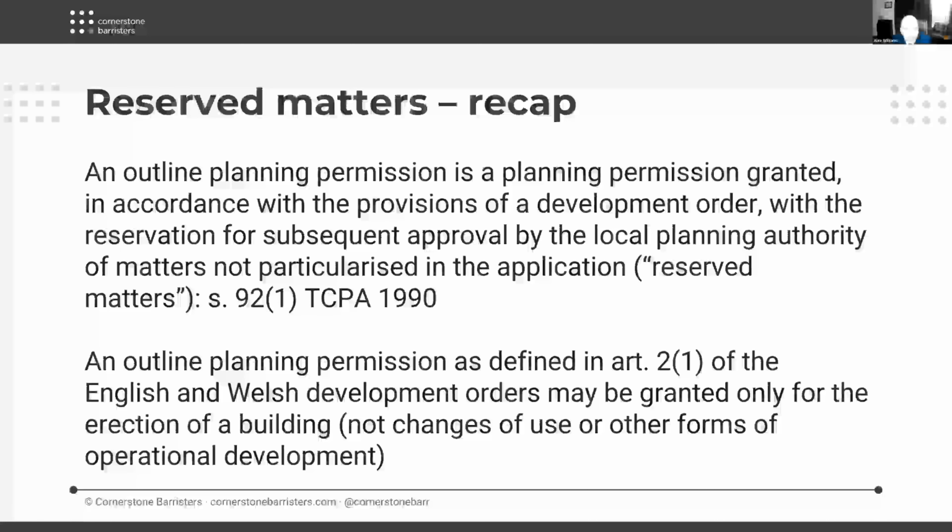Section 92 of the 1990 Act gives a definition of outline planning permission, and that definition is then fleshed out further by the development management procedure orders relating to England and Wales. Now, crucially, both of those orders make clear that outline planning permission may be granted only for the erection of a building, so not for changes of use or even for other forms of operational development.